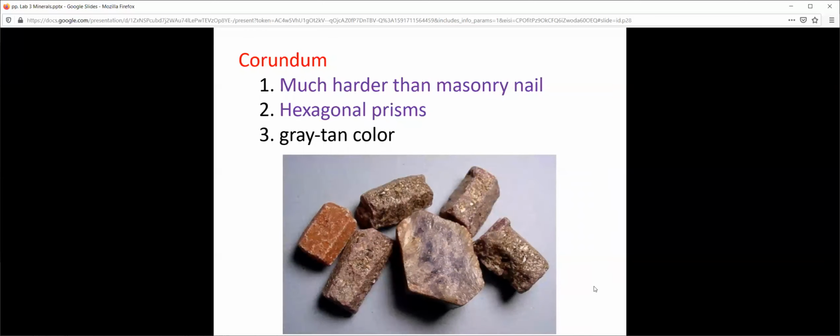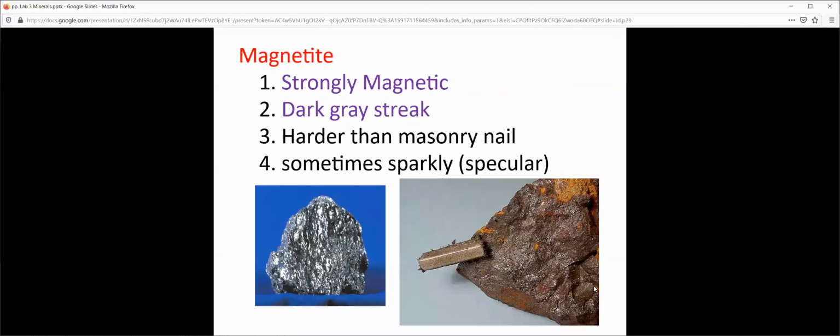Very interesting. So if you find a 6-sided mineral while walking around, and it seems super hard, like your knife can't get a good scrape on it, you probably found some corundum. Very cool mineral. Very dense too. Very high specific gravity. Very heavy.